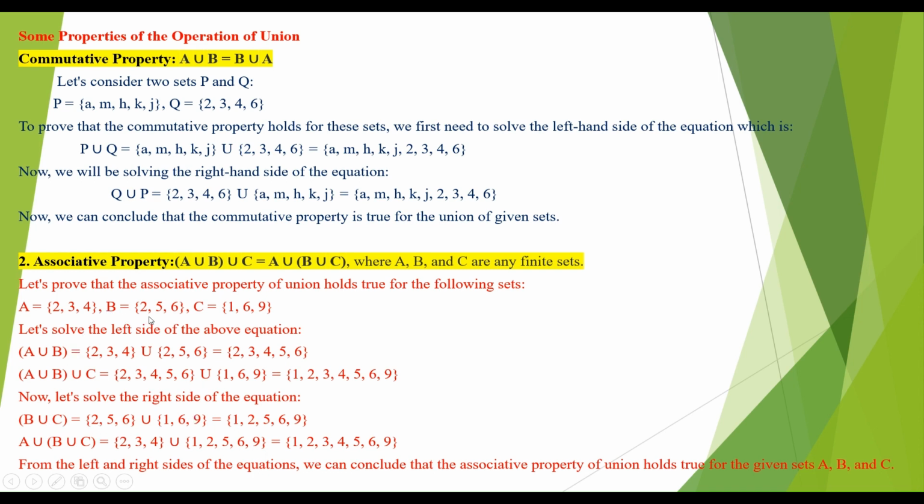Now let's solve the right hand side of the equation, that is B union C. What is there in B? 2, 5, 6, then 1 and 9. This is B union C. Now when we do A union B union C, we get 1, 2, 3, 4, 5, 6 and 9. Now you match these two equations, A union B union C and A union B union C. Both answers are same, and hence from the left and right sides of the equation we can conclude that the associative property of union holds true for the sets A, B and C.